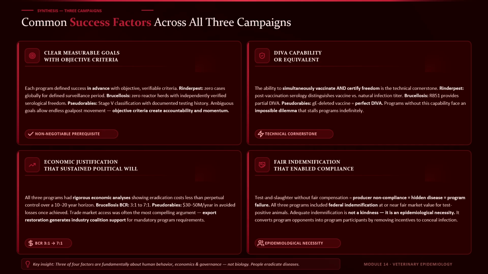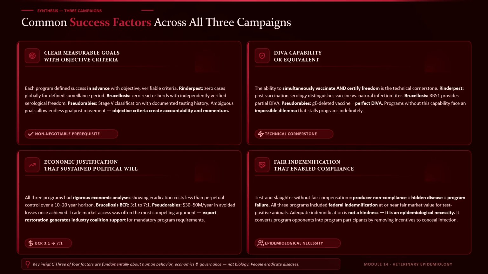A DIVA vaccine enabling simultaneous vaccination and surveillance. This is non-negotiable for any modern eradication program. Without it, you're flying blind during the vaccination phase. Market chain testing. Using the commercial slaughter pipeline as a passive surveillance system is elegant and economically efficient. You're testing animals that were going to be processed anyway. For PRV, this identified infected premises through movement traceback.